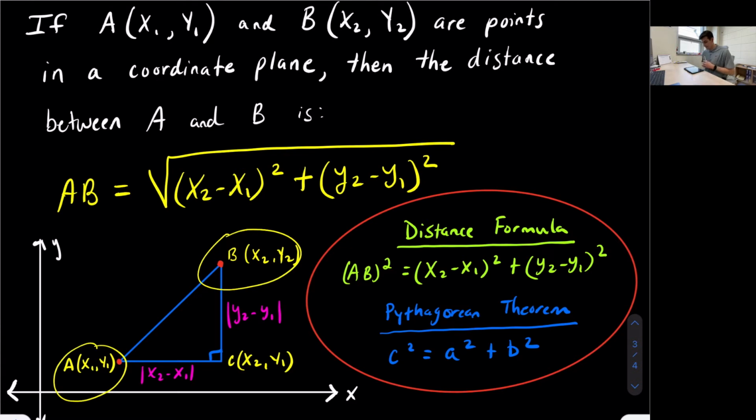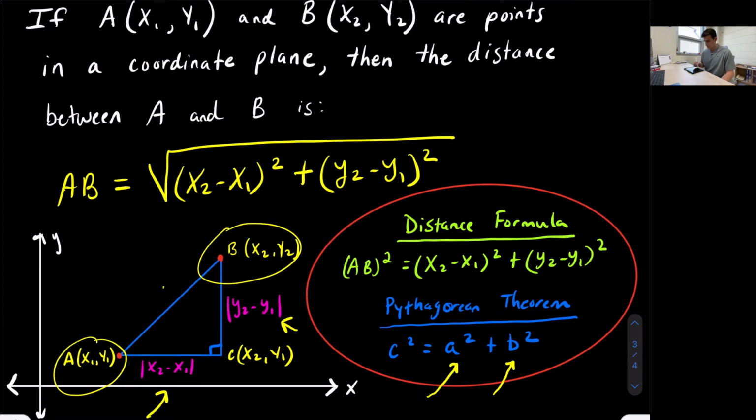So to find the distance, we could take the difference in the x coordinates, which is what we see right here, and we have the difference in the y coordinates. Well, if we think about the Pythagorean theorem, that would be represented by the legs of the right triangle. So it'd be A and B. So A squared plus B squared equals C squared, where C would be our hypotenuse. So in this case, our distance is what is represented by the hypotenuse.